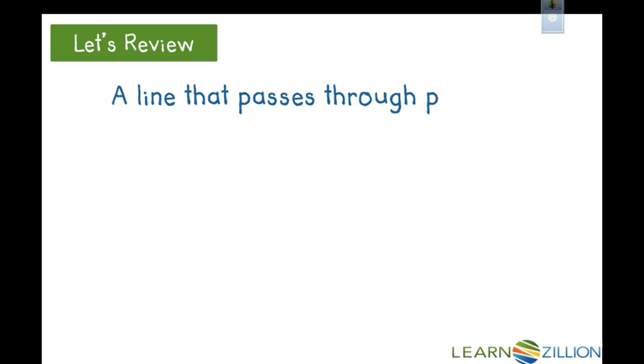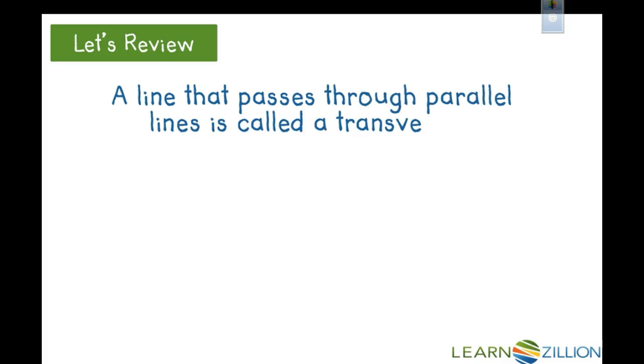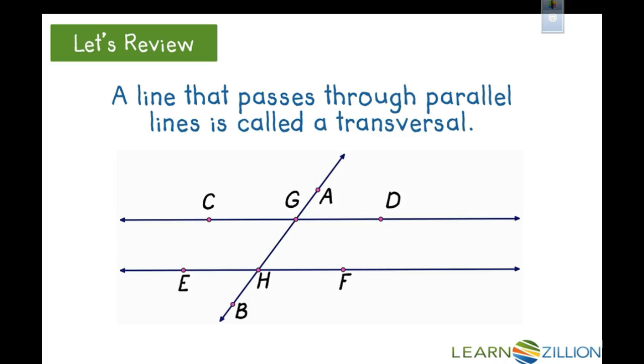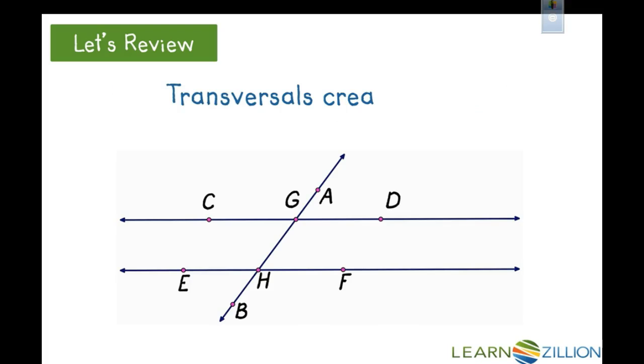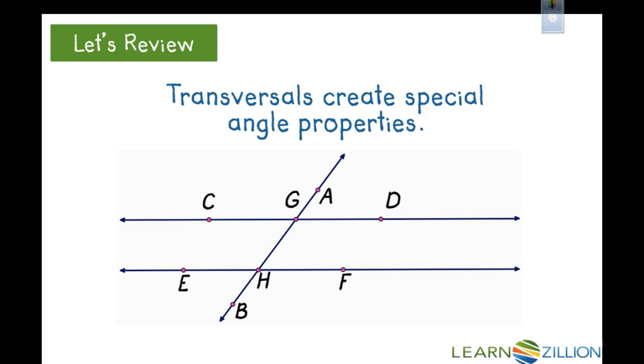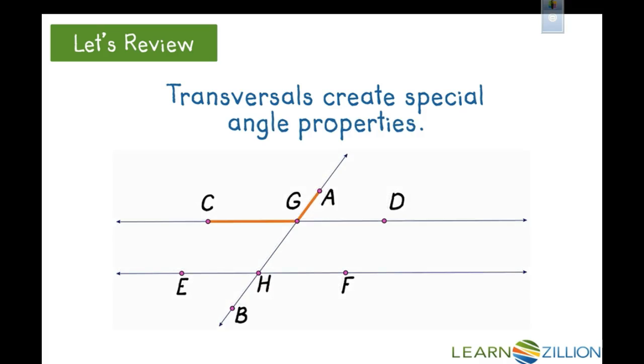A line or segment that passes through at least two parallel lines is called a transversal. In this case, line AB is a transversal to line CD and line EF. Transversals create very special angle properties. Angle AGC is an alternate exterior angle to angle BHF. They are alternate because they are on alternate sides of the transversal, and they are exterior because they're on the outside of the parallel lines.